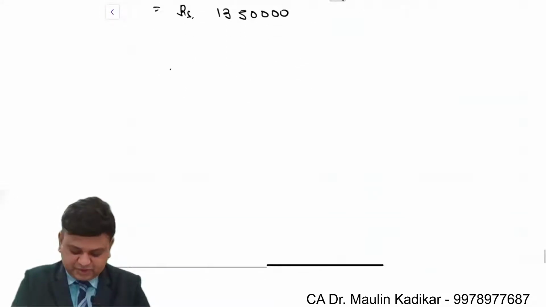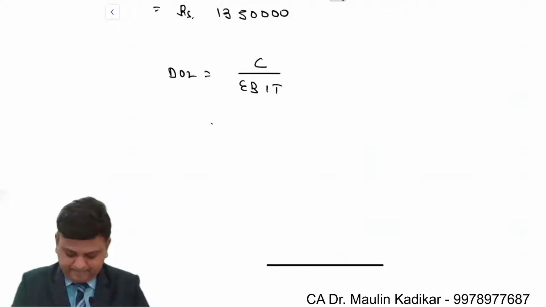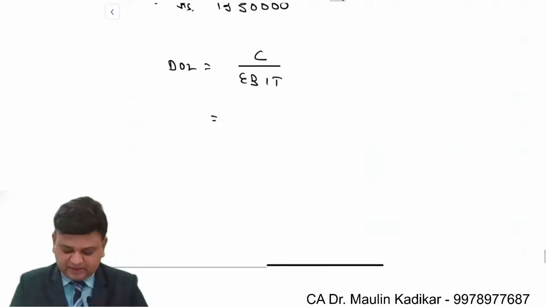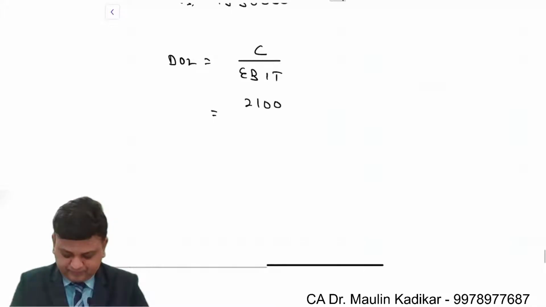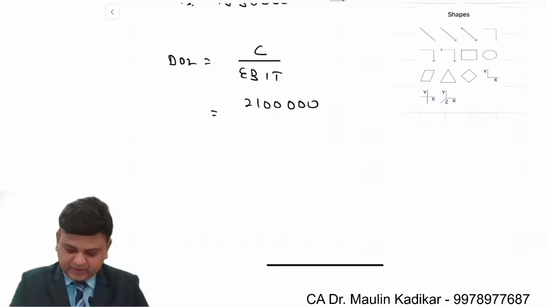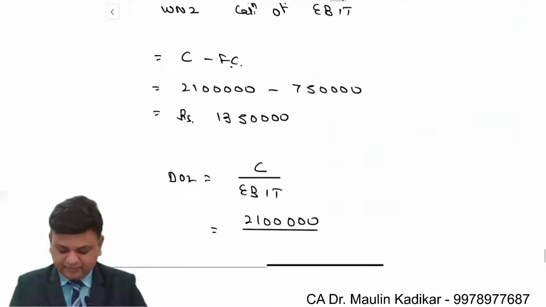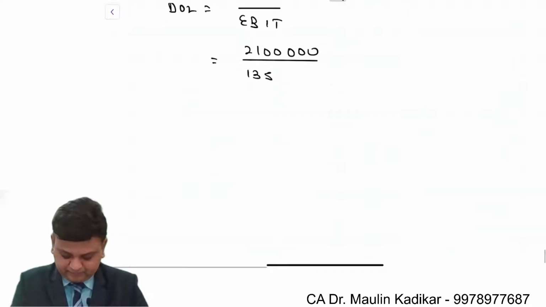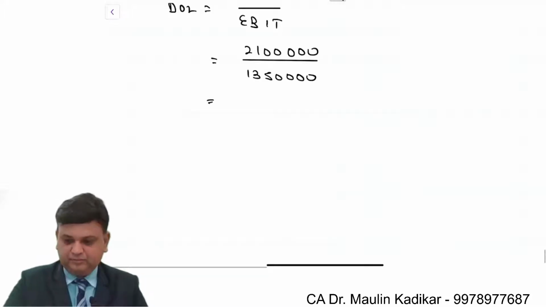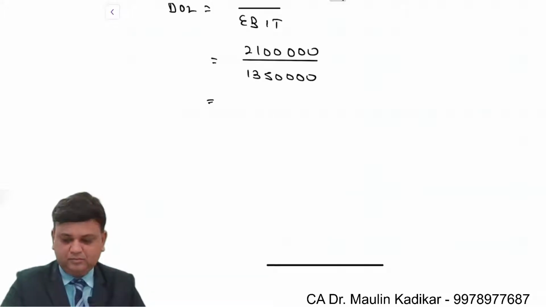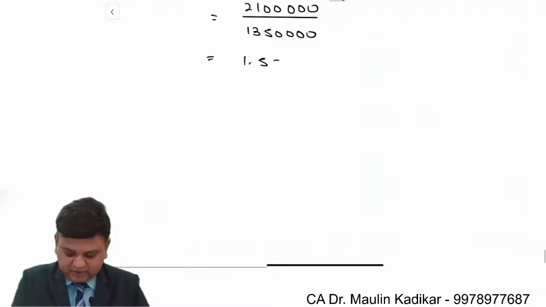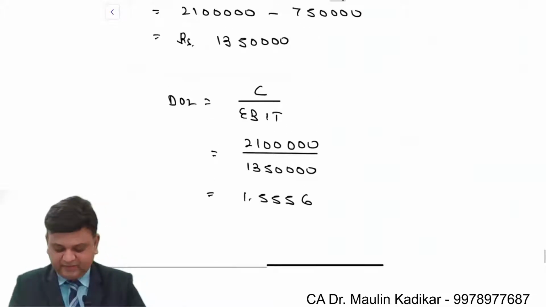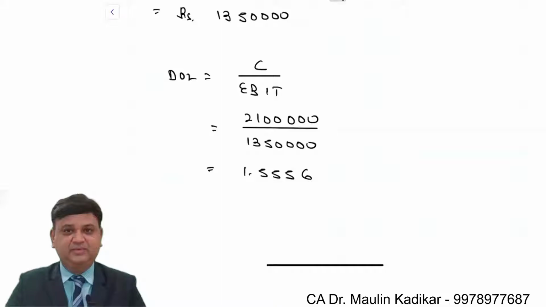So answer of the first question, wherein we have to find DOL, it is contribution upon EBIT. The amount of the contribution is 21 lakhs divided by EBIT, that is 13,50,000. That is 1.55555 like that. So 1.5556. We may write even 1.56, it is acceptable.